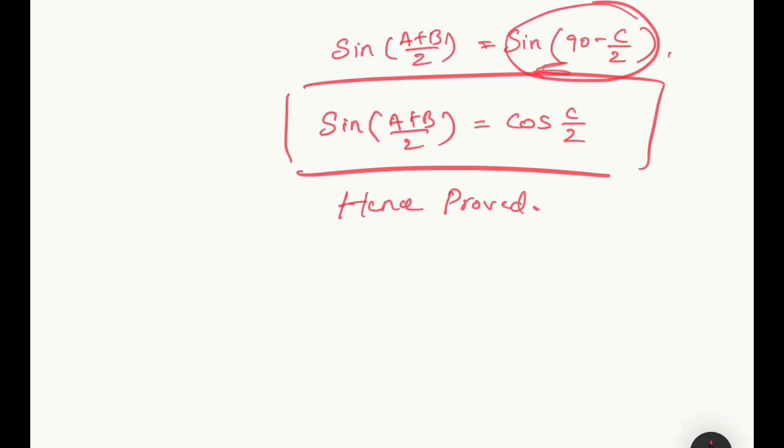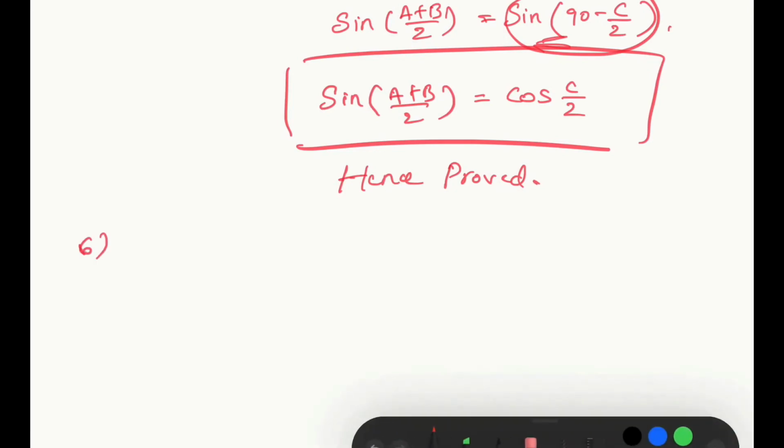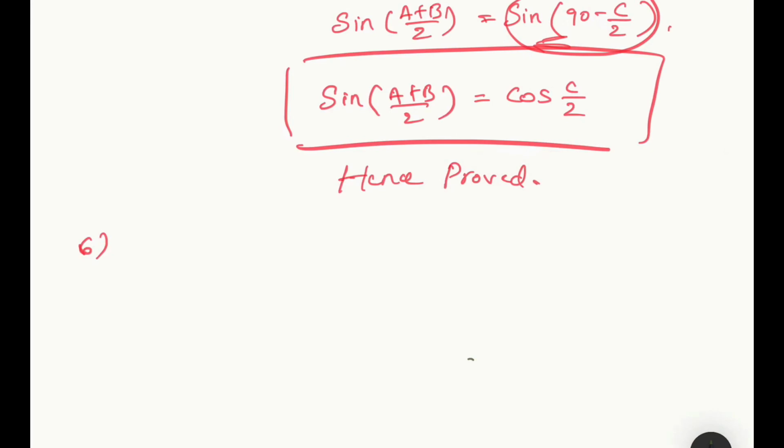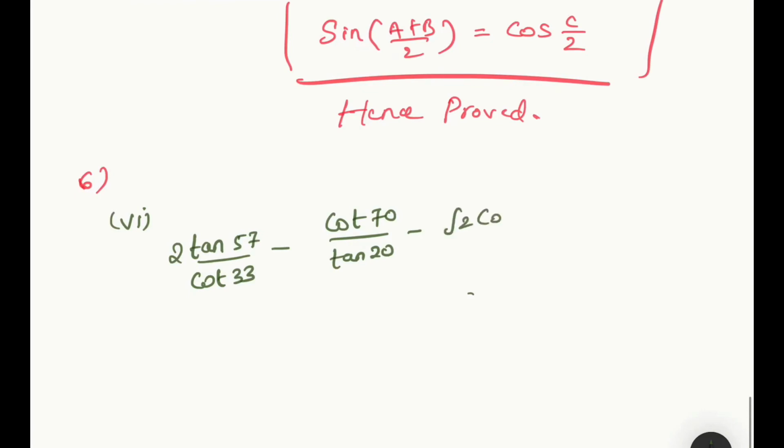In the 6th main we have, let me do, all the questions are similar to what we have done. So I'll just go to the 6th question. Little complicated questions I'll be doing. 6th question: 2 tan 57 by cot 33 minus cot 70 by tan 20 minus root 2 cos 45 degree.